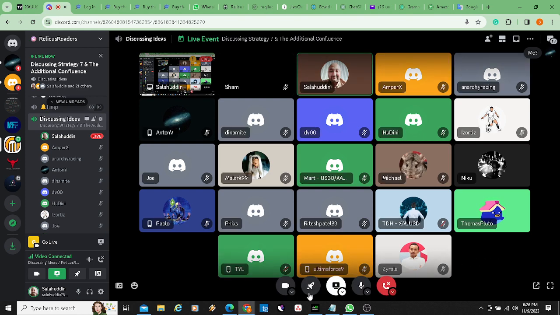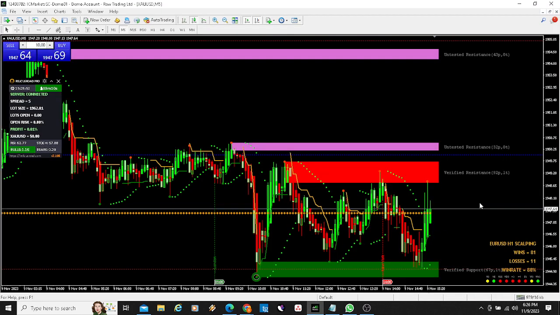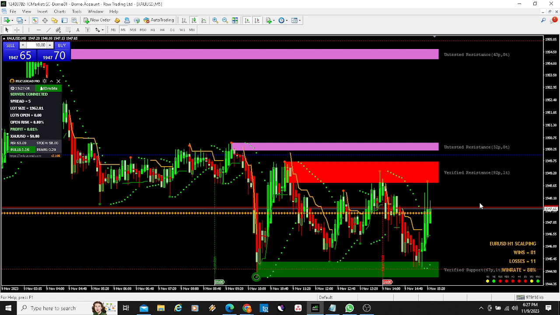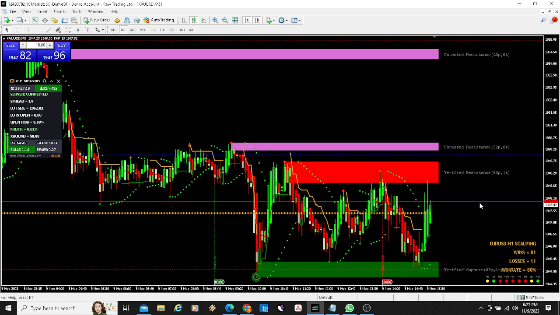No issues. So this is the strategy with additional confluence. I will create a new set file also. If anybody wants the strategy with the additional confluence, they can upload the new set file. If you don't want this additional confluence on your chart, then you are good with the old set file. So I'll give you options. Everybody has their own mindset with the strategy.